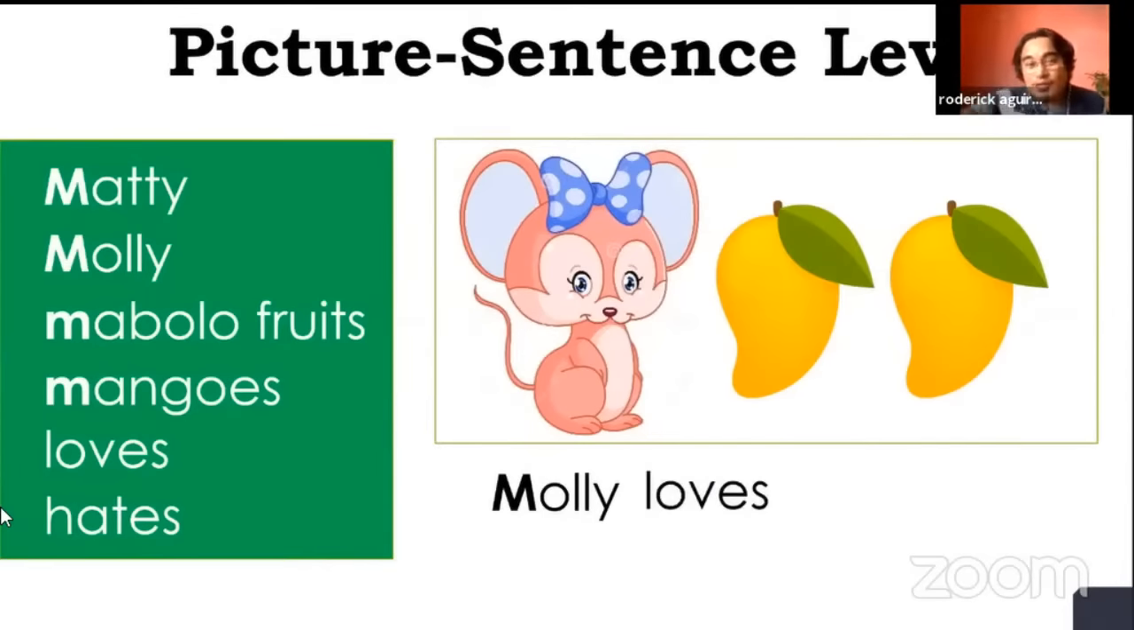What do you call these fruits? Mango. How many mangoes are there? Let's count. 1, 2. Oh, there are 2 mangoes. So let's put their mangoes. Molly loves mangoes. So na-facilitate po ang via pictures, may meaning na agad ang bata, and then pinatranscend po natin ang mga pictures to words and then to sentences. Okay?